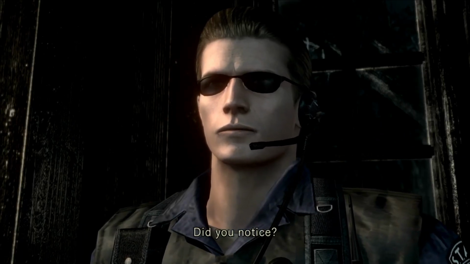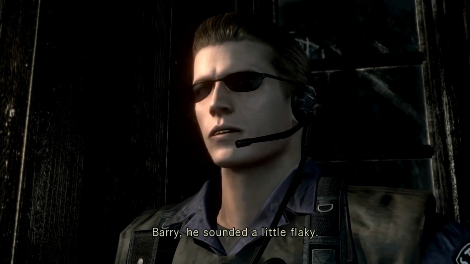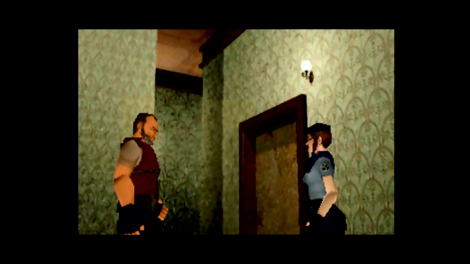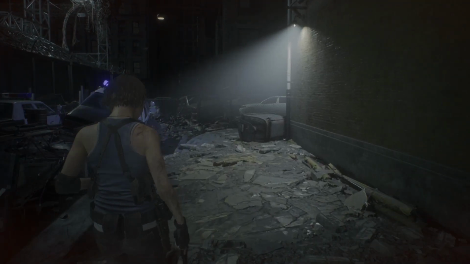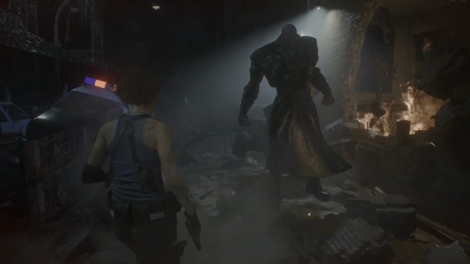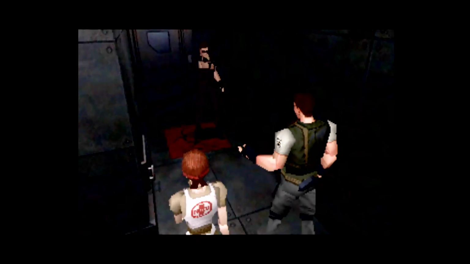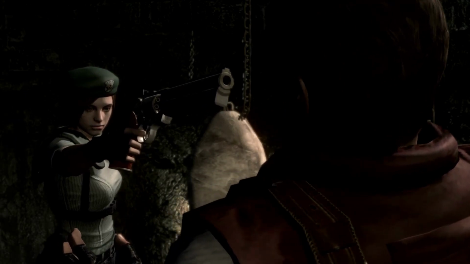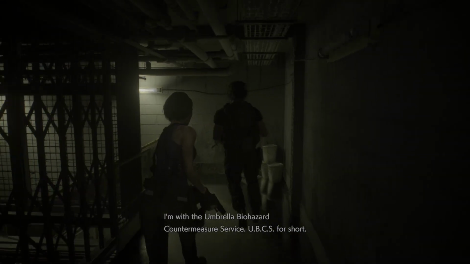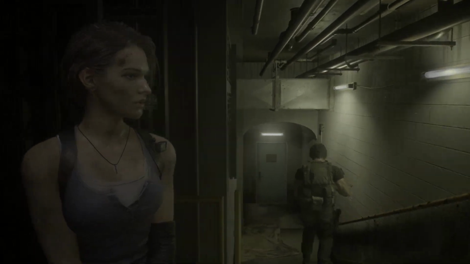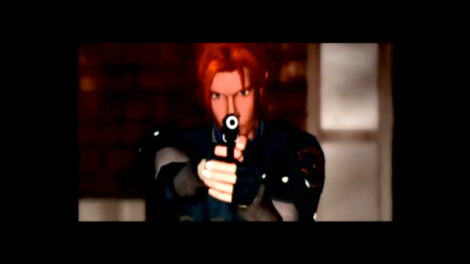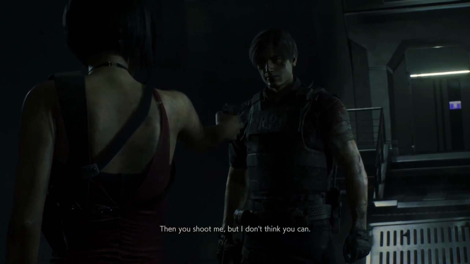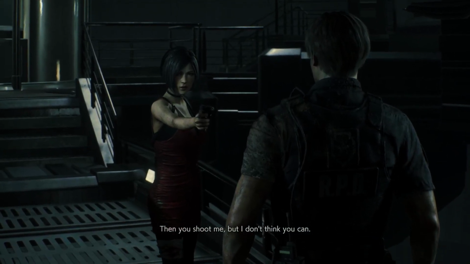Later, Mr. McKee reminds us of an old Hollywood expression. If the scene is about what the scene is about, you're in deep shit. You're right. Of course, that doesn't mean we can't appreciate surface level or even simple stories, but it got me thinking about what the Resident Evil trilogy is really about. When I say the original trilogy, I mean the core of the stories. I don't want to get bogged down in the differences between the original releases and their remakes. Their plots generally function in the same ways. The question I'm wondering is, what do they have in common? What is their universal truth?